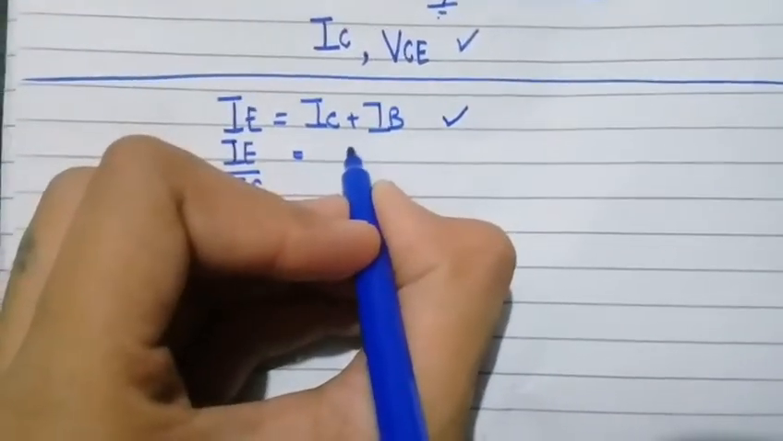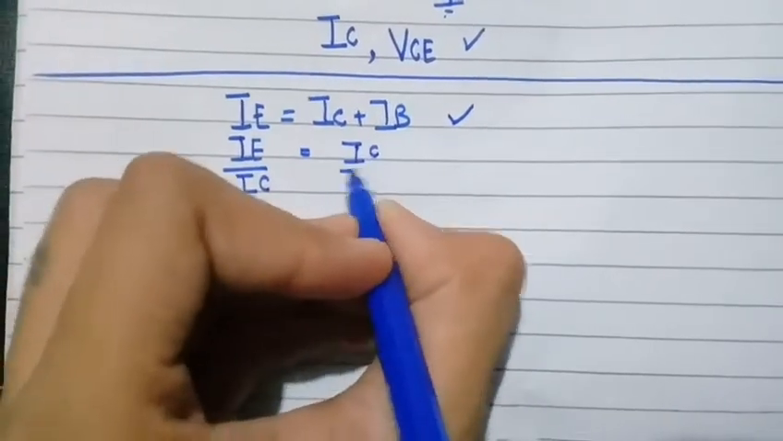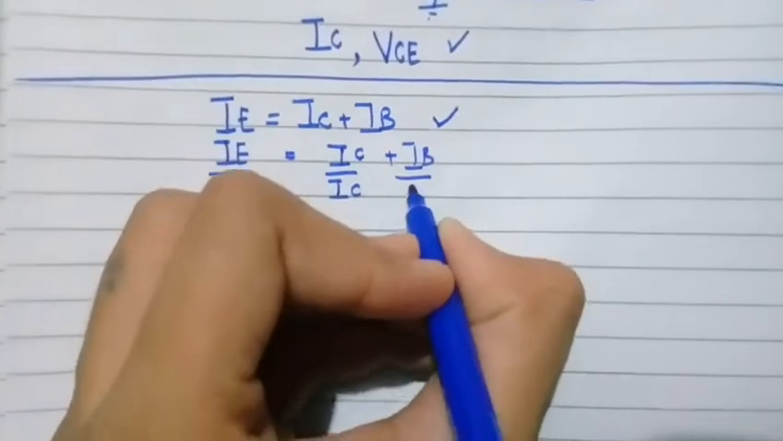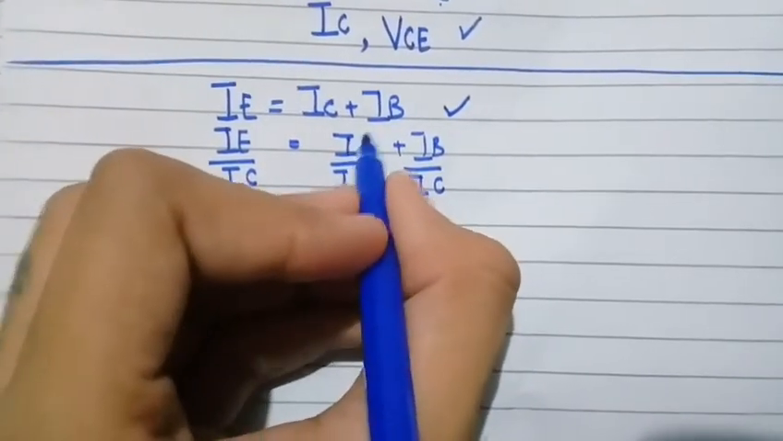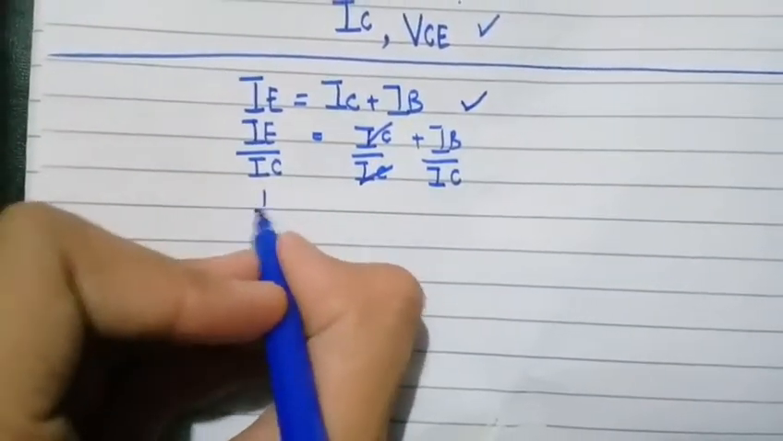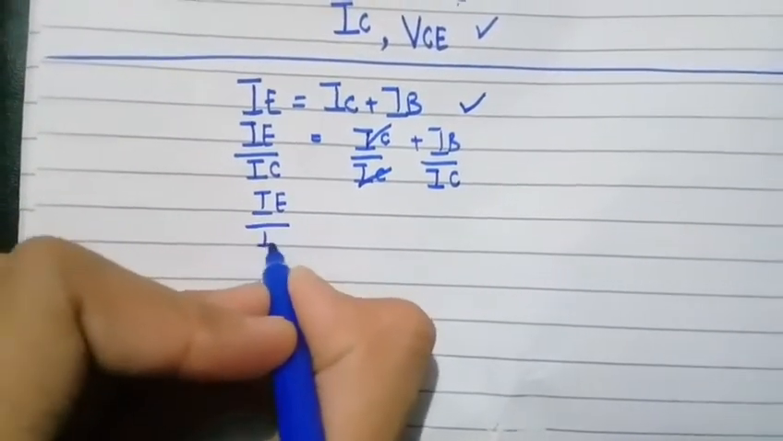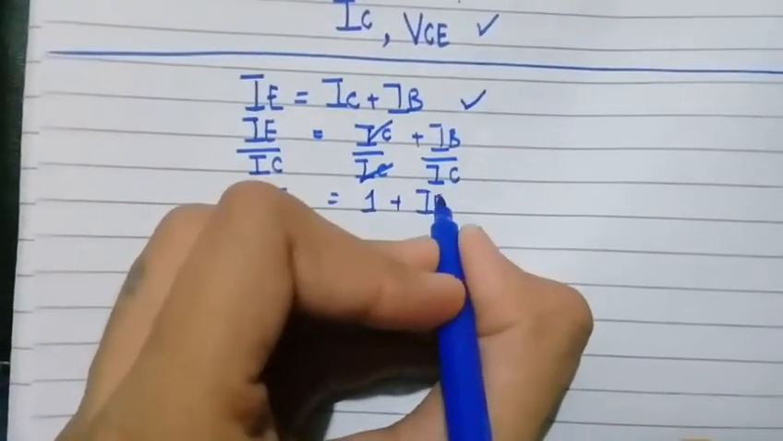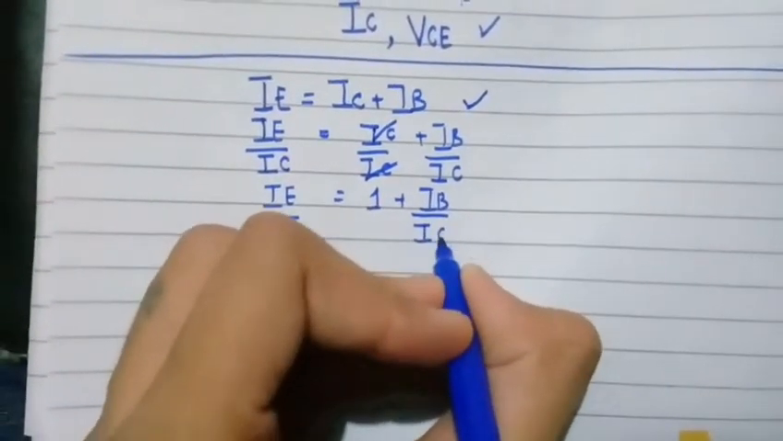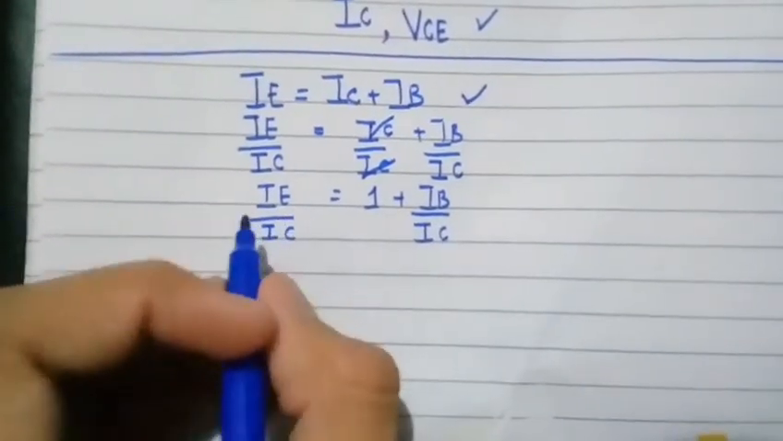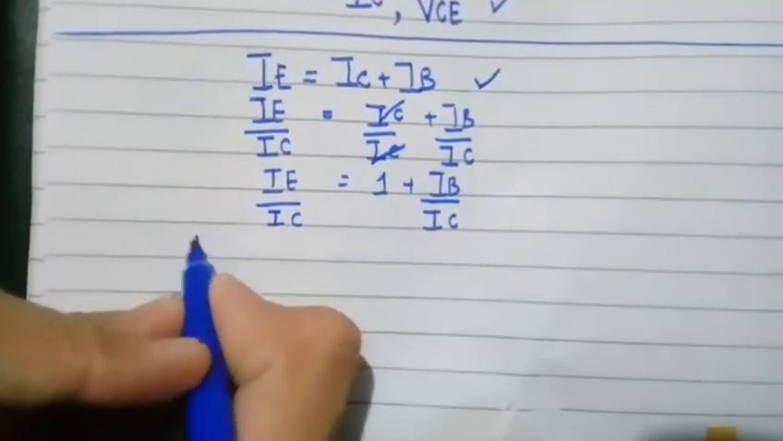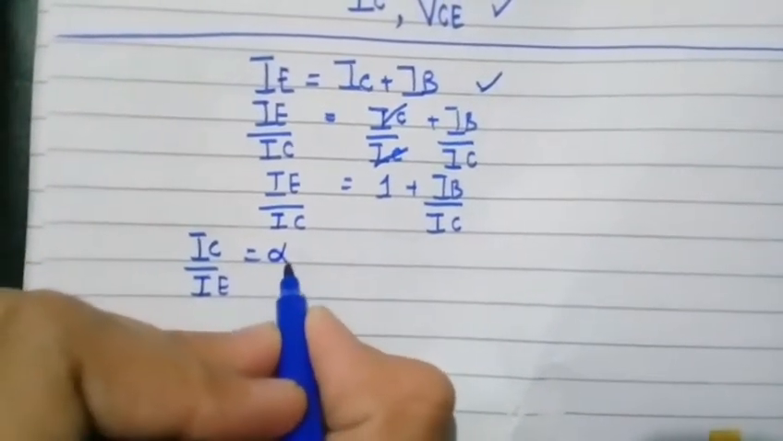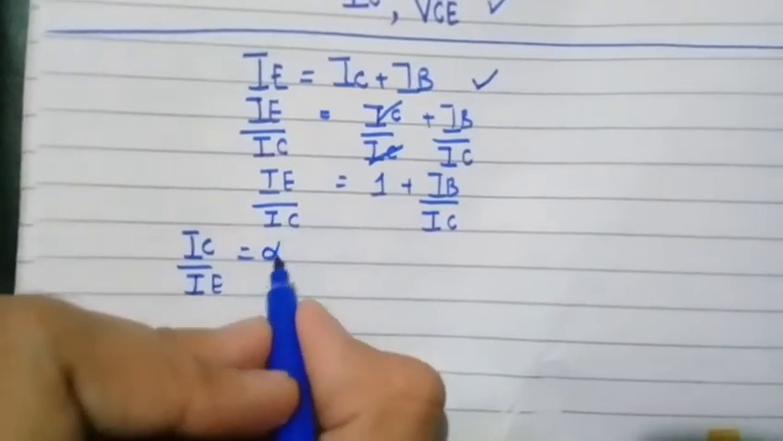is equal to IC over IC plus IB over IC. So these cancel, and IE over IC is equal to 1 plus IB over IC. As you already know that IC over IE will be equal to alpha, so this will be IE over IC, the reverse of it.